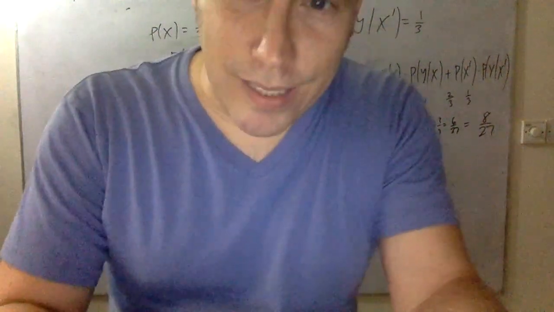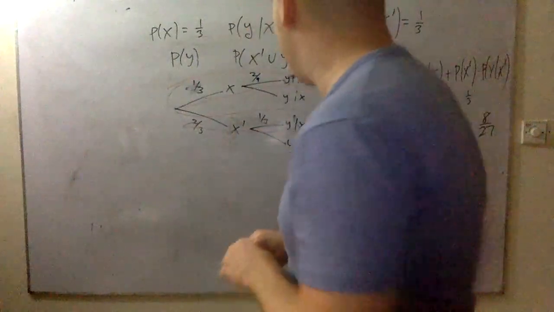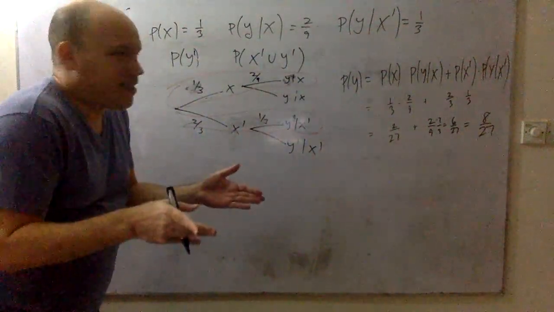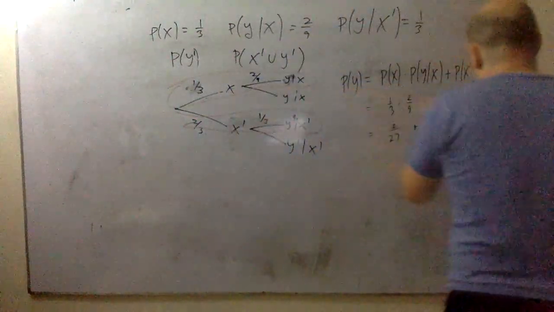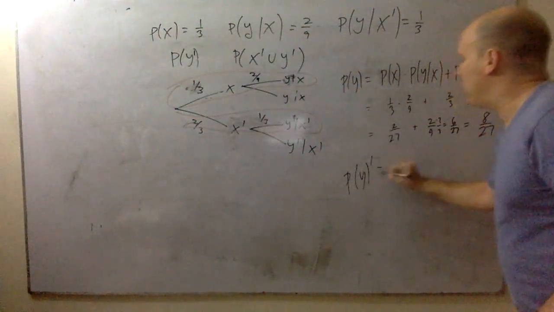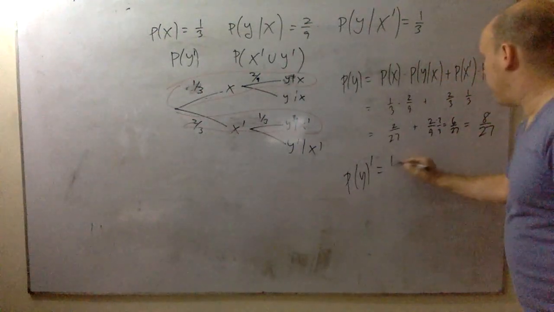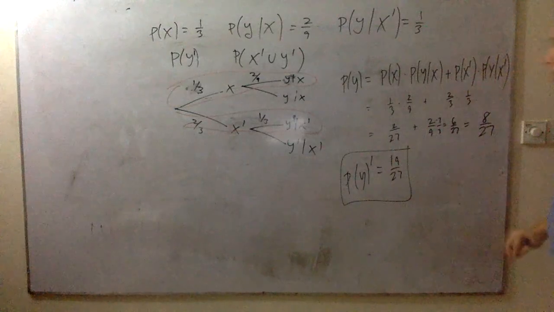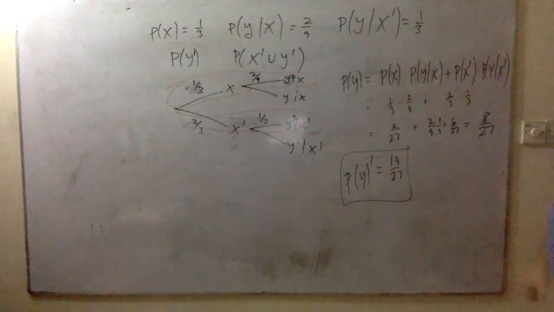Oh, that's not what they asked. Sorry about that. I apologize, they asked for not Y. Well, that's easy, right? If the probability of Y is 8/27, what's the probability of not Y? 19/27. Nice. But we have that last part to deal with.